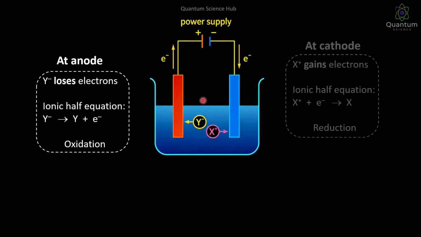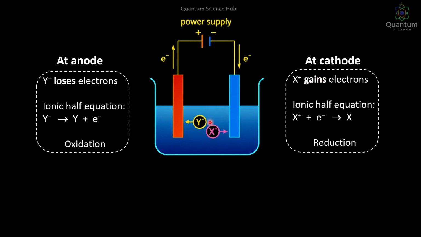Next, what will happen at the cathode? At the cathode, X positive will gain electrons because this is the negative electrode, or cathode. So who will be attracted to the negative electrode? Something positive, right? Or a positive ion. So X positive gains electrons, and this is the ionic half equation. In electrolysis, it's always from ions wanting to become atoms. So we put the electron on the left side, and this is what we call reduction.